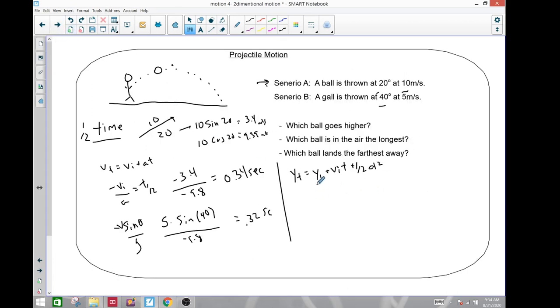So we got y initial is 0. Velocity initial is just going to be, in the y component, is 3.4. The time is 0.34 seconds. All right, plus 1/2 acceleration of gravity, negative 9.8. And then my time is 0.34 squared. Take a moment to calculate that.